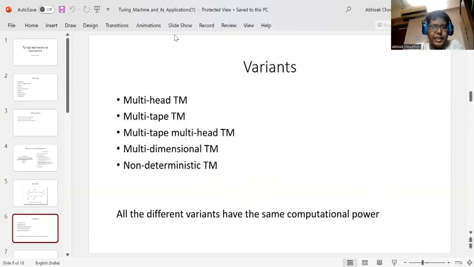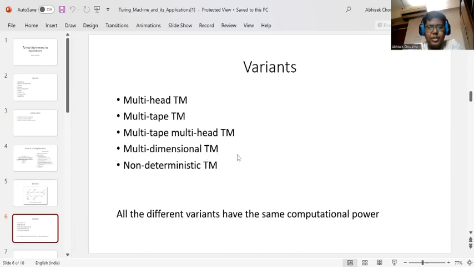And there are many different variants of Turing machine, like multi-head Turing machine. So instead of one read-write head, there will be multiple independent read-write heads in the Turing machine. Then we can have multi-tape Turing machine. So there will be multiple tapes, and the head will work on all the tapes simultaneously. It will read from all the tapes and write values on all the tapes, and will either move left or right. Then we can have multi-tape, multi-head Turing machine. So we can have the multi-tape Turing machine, and then every tape will have its own independent read-write head.